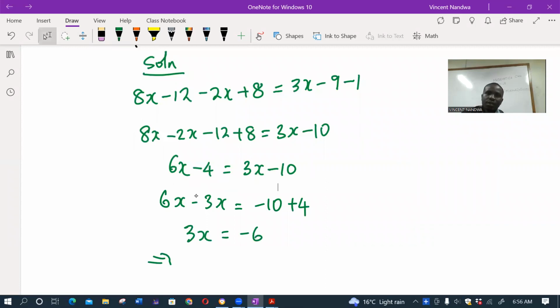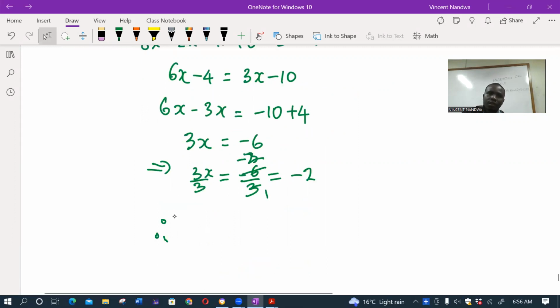Which means to get x, you divide through by 3, and then minus 6 divided by 3, you get minus 2. So therefore, the value of x is minus 2.